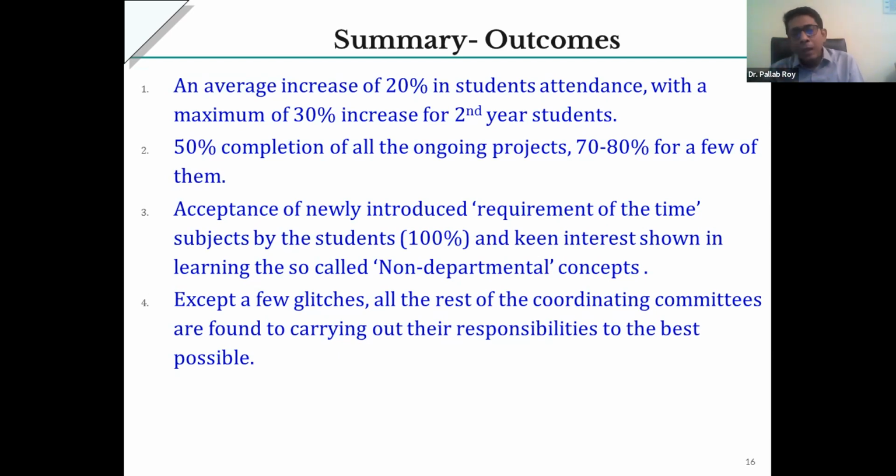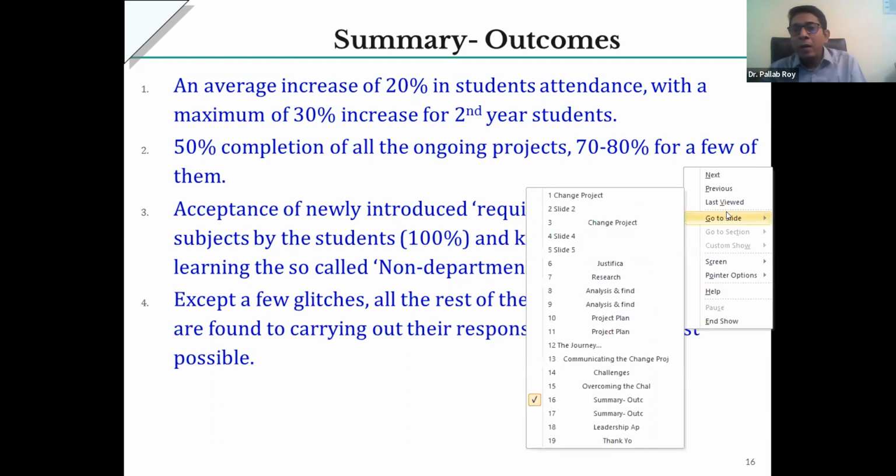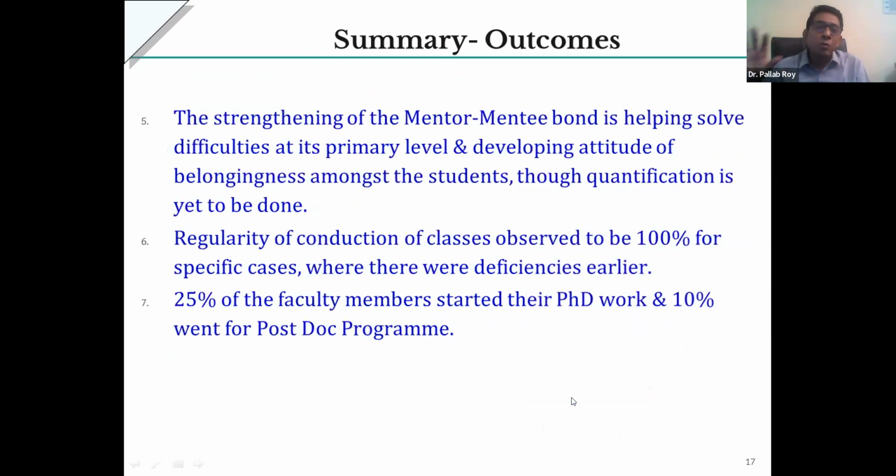And the fourth outcome, except a few glitches, all the rest of the coordinating committees are found to be carrying out their responsibilities to the best possible. There are still glitches. I will not exaggerate, but there are still glitches, but probably with a few more rounds of the implementation, someday even those will also not be there. And this is the fifth outcome. Mentor-mentee bond is improving, and that is in turn improving solving of the difficulties. So the students are developing a belongingness for the institute, for the department, which is very much necessary. But I have not quantified how much satisfied they are. I have not quantified that, but surely someday I will be in a position to do that.